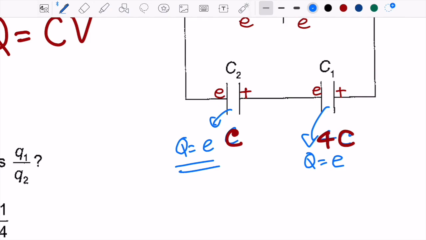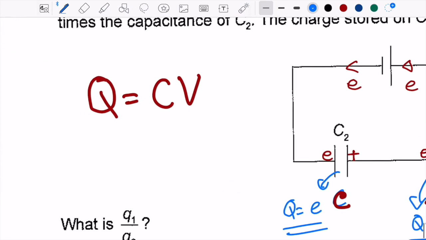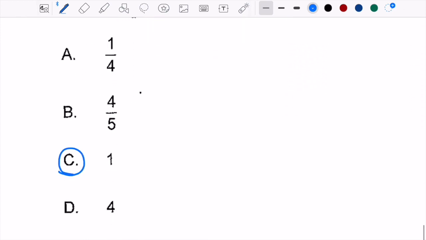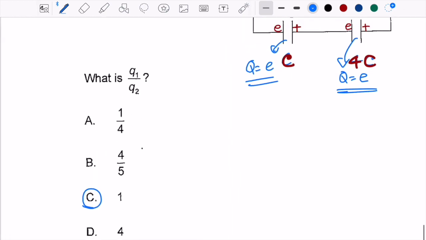So in series combination, whatever the capacitance, doesn't matter, charge will always be the same. By looking at this, as the charge is always the same, a capacitor with higher capacitance will have small voltage. That's a different thing. So basically charge ratio will be 1 to 1 or simply 1.